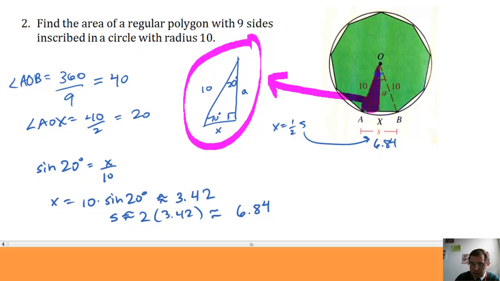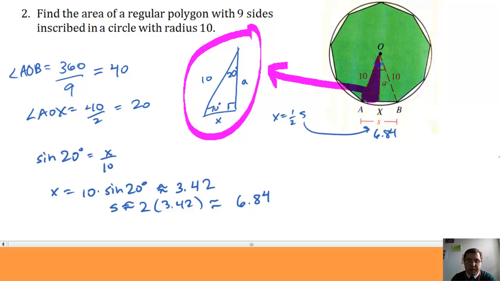Now I need to find A. For A, we can use the 70 degrees in sine or the 20 degrees in cosine, either way. Let's say we use the sine of 70 degrees. Let me do this in a different color. The sine of 70 degrees equals A over 10, the opposite over the hypotenuse. So A is going to be 10 times the sine of 70 degrees. Again, I just go to my calculator and do 10 times the sine of 70 degrees, and I get 9.397 approximately.